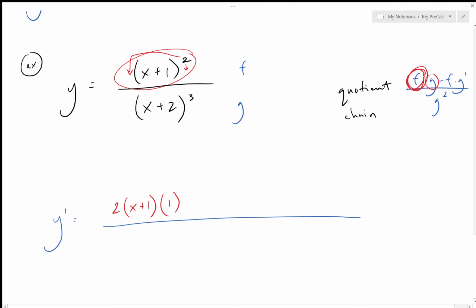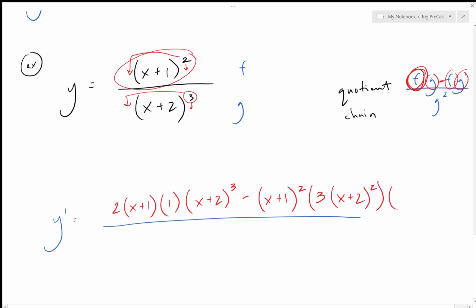I need to multiply it by the bottom. So I just keep the bottom how it is, (x + 2)³. Minus, so I'm on the minus sign now, minus the top, (x + 1)², times the derivative of the bottom. So the bottom also needs chain rule. 3 comes forward. Inside is x + 2. This one comes down by 1, to 2, multiplied by the derivative of the inside, a 1.